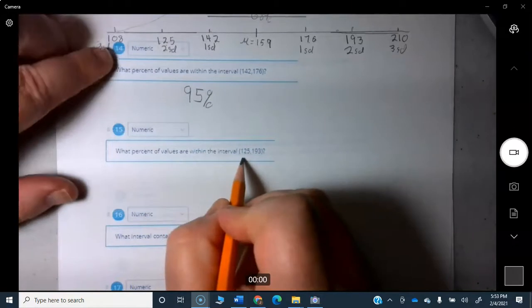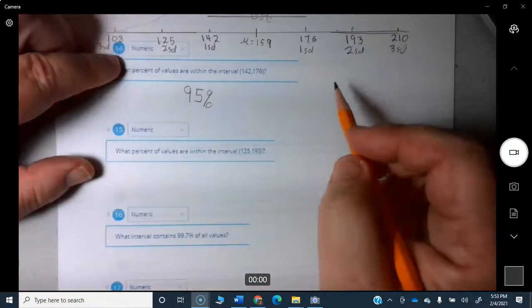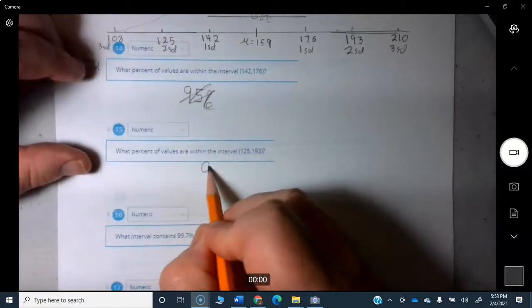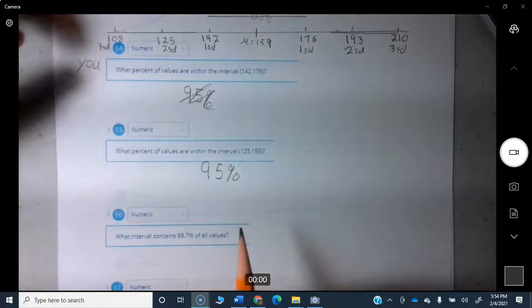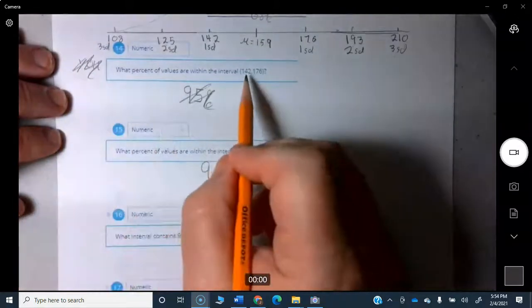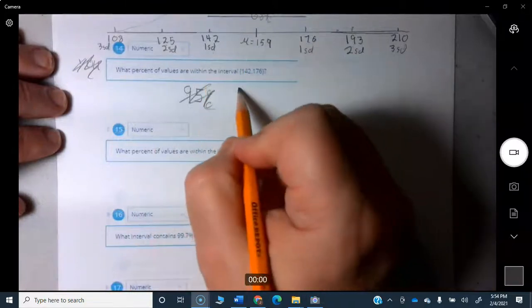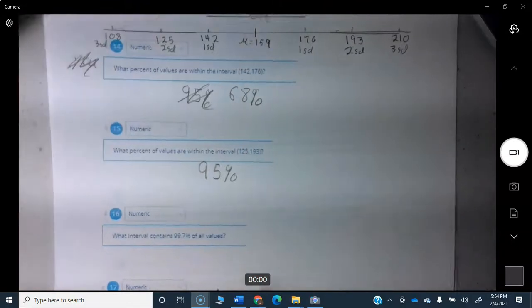This one's between 125. Oh, sorry. This is the 95%. And this last one, let's see. Okay, well, anyway, there's that. So this wasn't a U problem. So 142 is 1 standard deviation. That's 68%. Okay, I gave them to you. Write a complete sentence.